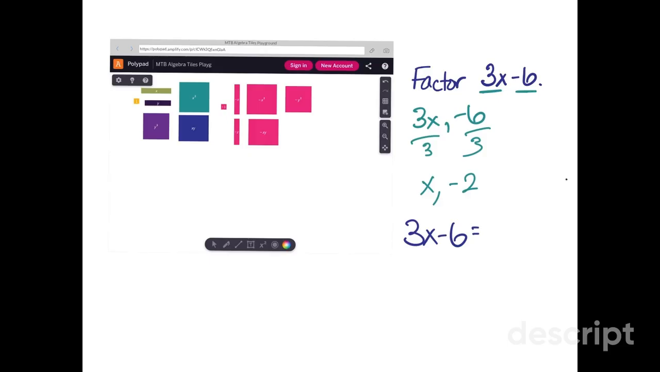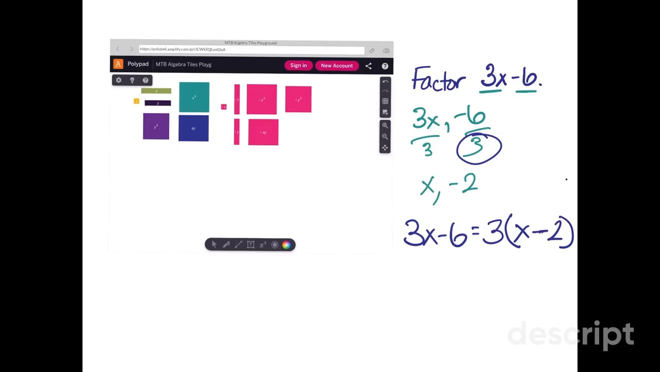So I'm going to take this 3 that was common, I pull it out in front, I'm undistributing, so I need to bring in my multiplication parentheses. 3 times x makes the 3x that I started with. And 3 times negative 2 makes that negative 6 that I started with.